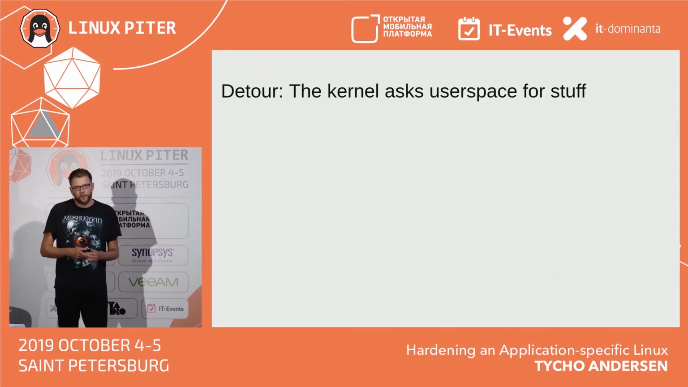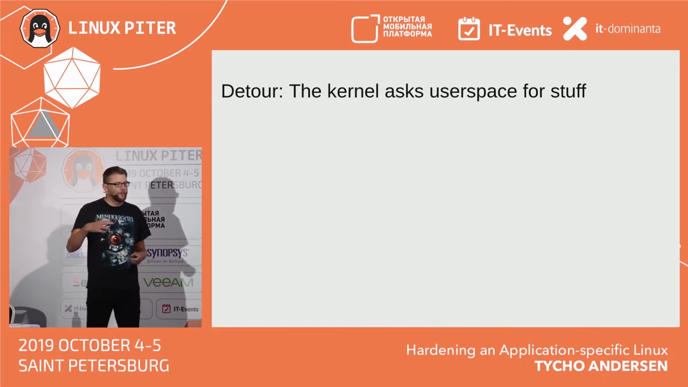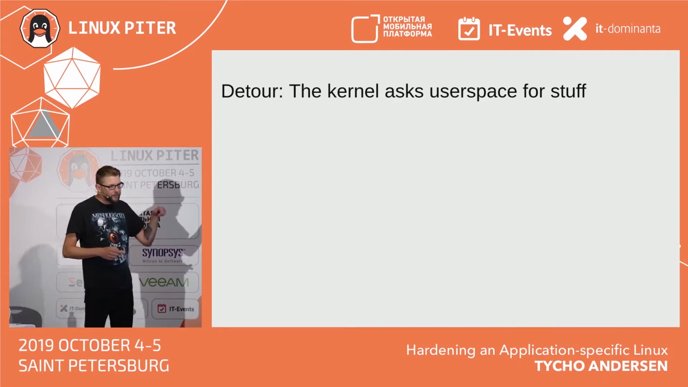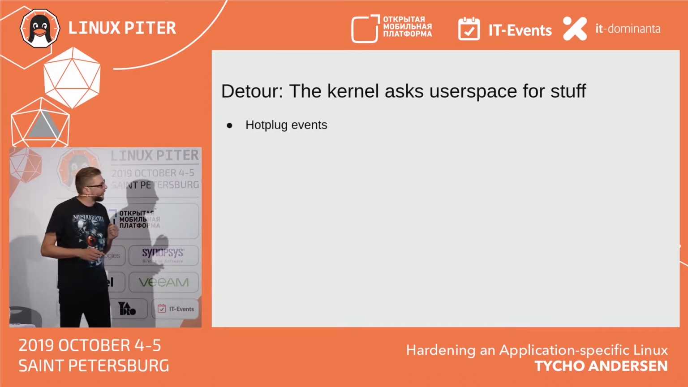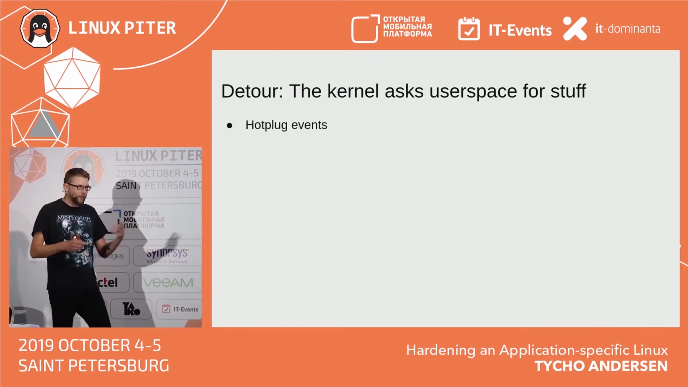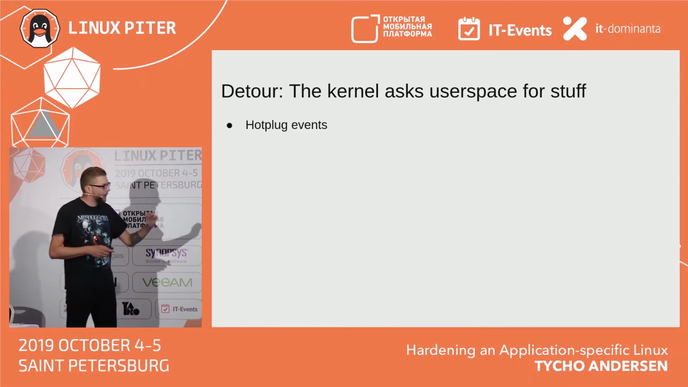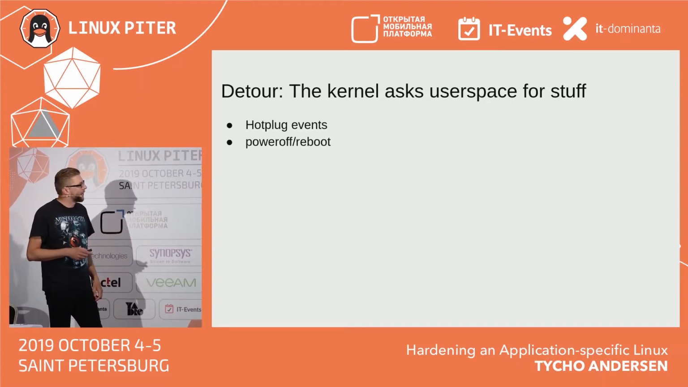So you're used to asking the kernel, hey, can I have more memory? Hey, can I do this I/O operation? Hey, can I do whatever it is? But the kernel actually, from time to time, will ask user space for things. So if there's a hot plug event, the kernel wants to say, do something, so it triggers a user mode helper. It basically just runs a binary on the system.